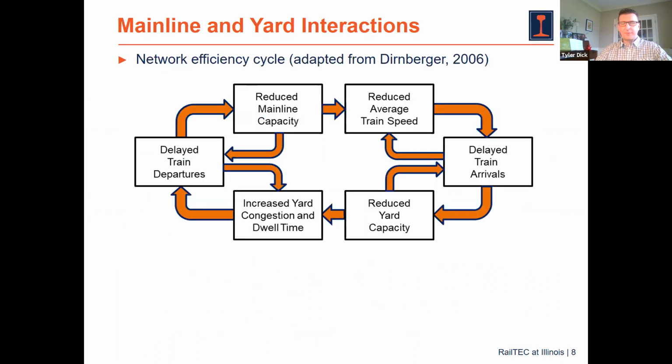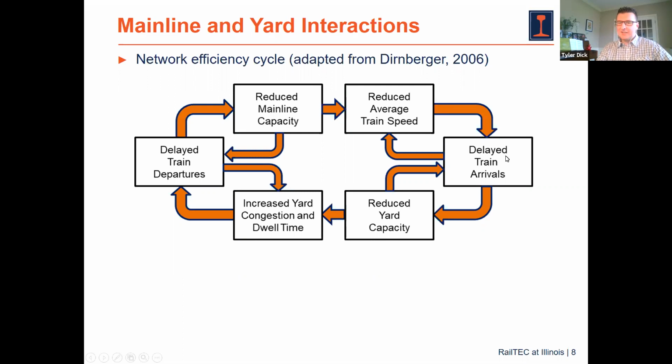One approach that's been proposed to better capture those main line and yard interactions is something called the network efficiency cycle. This is something that Jeremiah Dernberger documented in his master's thesis back in 2006, and I took his concept and presented it a little differently. The idea is that we have a flow of trains and resources between the main line operation, the upper half of this cycle on the screen, and our yard operation, the lower portion of the screen.